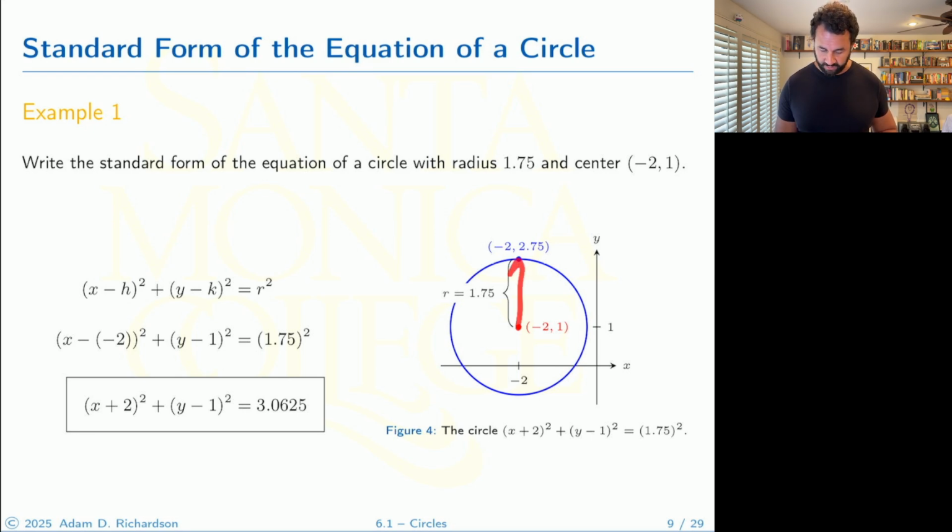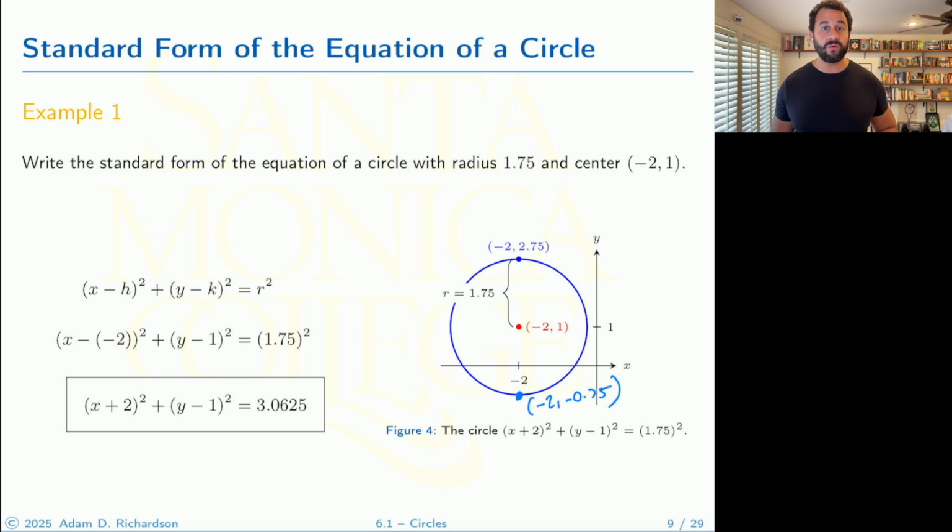So for example, if we moved directly vertically from that point, we would be adding 1.75 to 1 to get 2.75. Down here, we would be subtracting 1.75 from 1 to get, what is that, -0.75. Maybe I'll put another point right here. Yeah, this is the point -2, -0.75, for example. And that's how you can plot at least 4 points on the circle. You just move up, down, left, right, and that's how you can plot the circle.